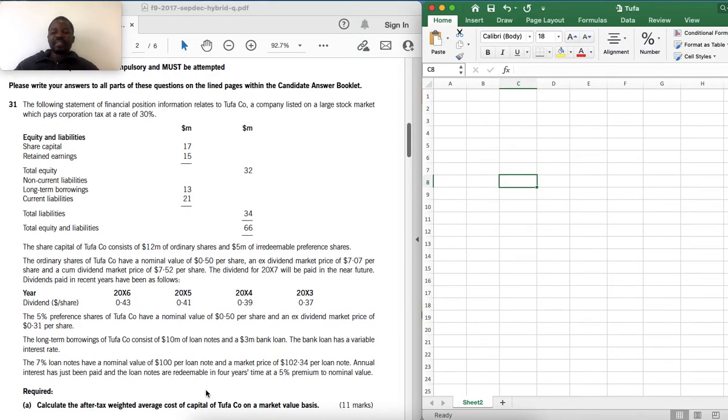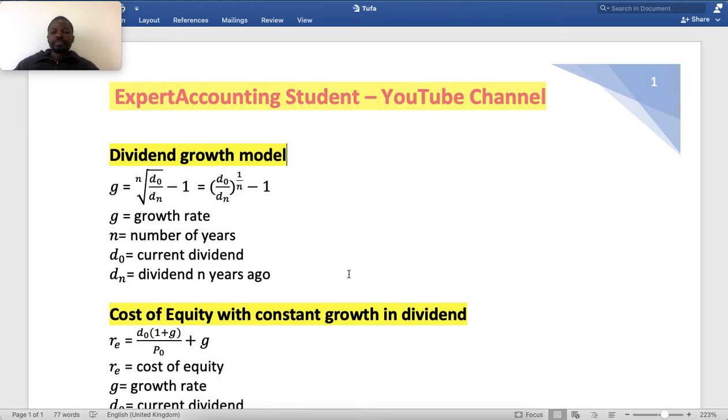Now, before we calculate this weighted average cost of capital, there are a few formulas that you need to master. So I'll show you the formulas.